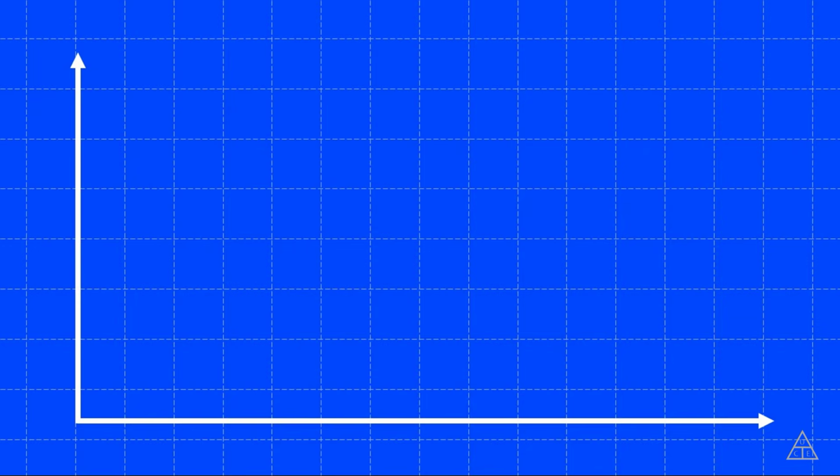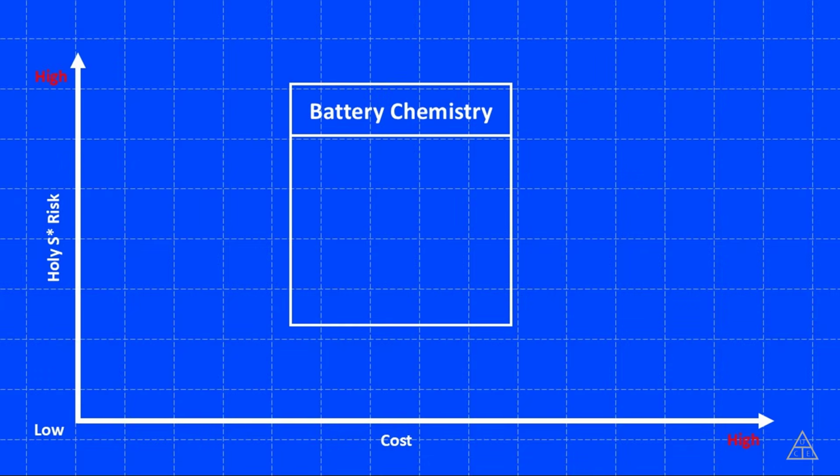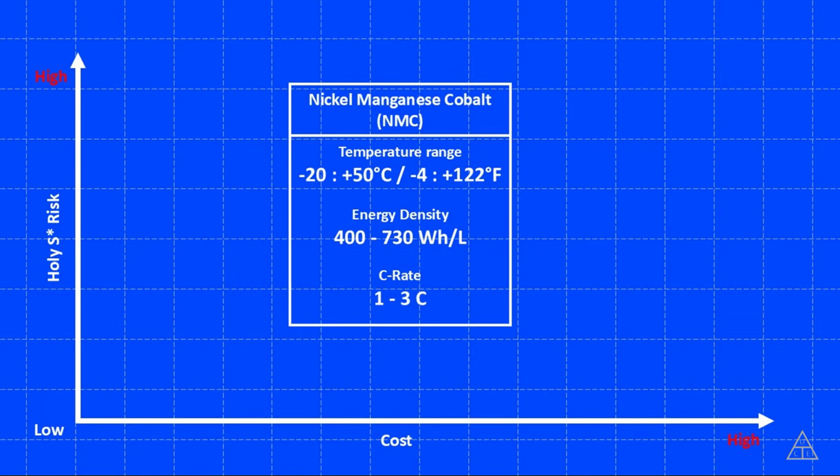To try to help you choose which one is better for you, I made this graph. On one side of it, you can evaluate the risk of it catching on fire, that I will call here the holy risk. On the other side of it, you can evaluate the cost that it will have. For each battery chemistry, you have a point in the graph that also shows you the usual temperature range, energy density, and C rating of the chemistry of this battery. Let's use the nickel manganese cobalt batteries, or NMC, as an example. I added an extra remark about the whole risk.